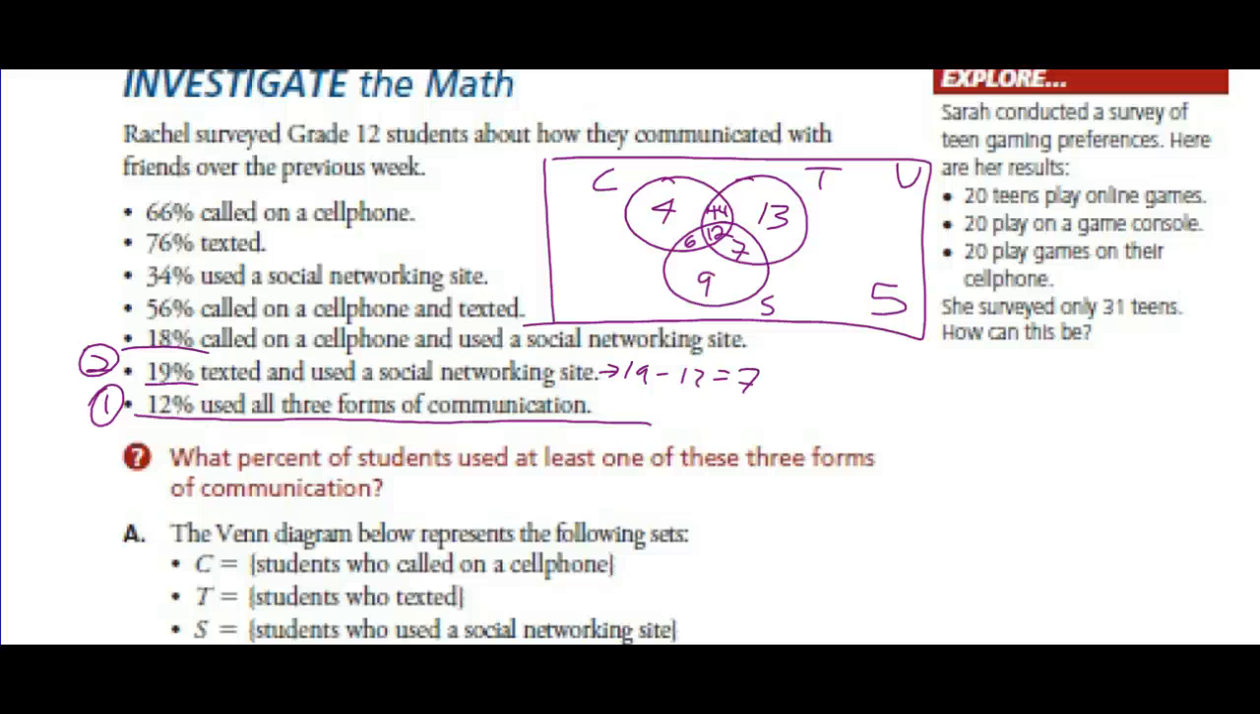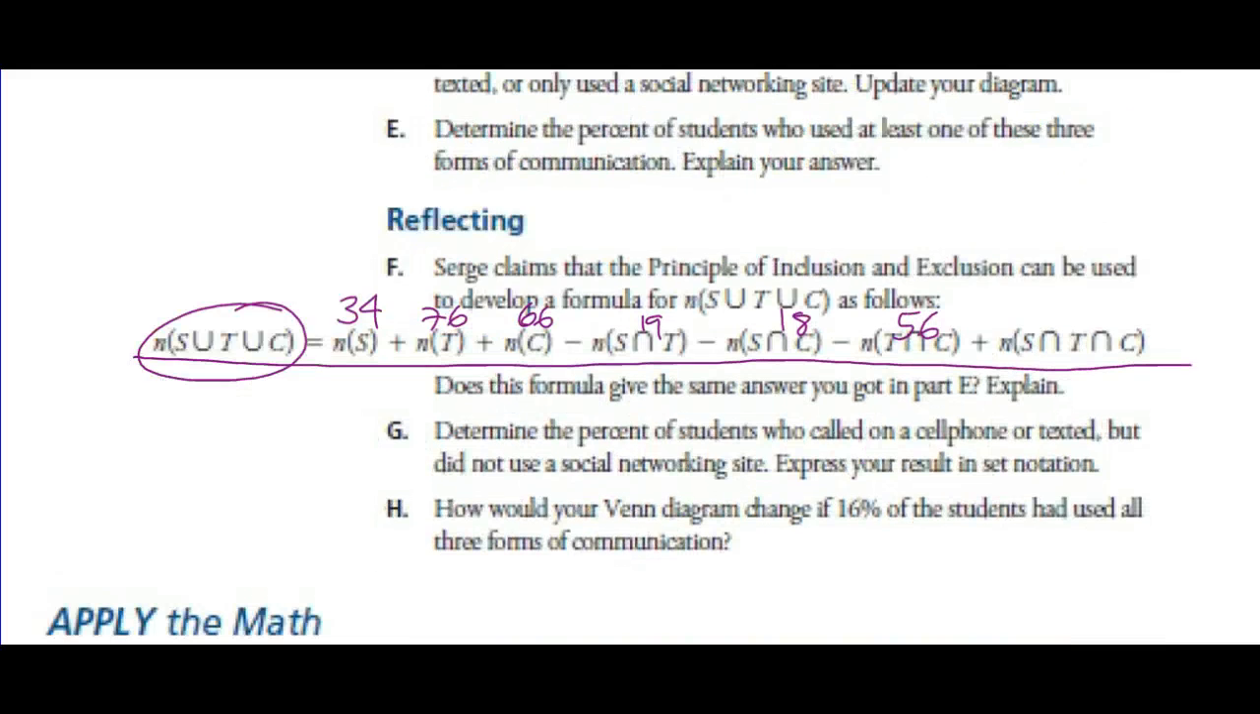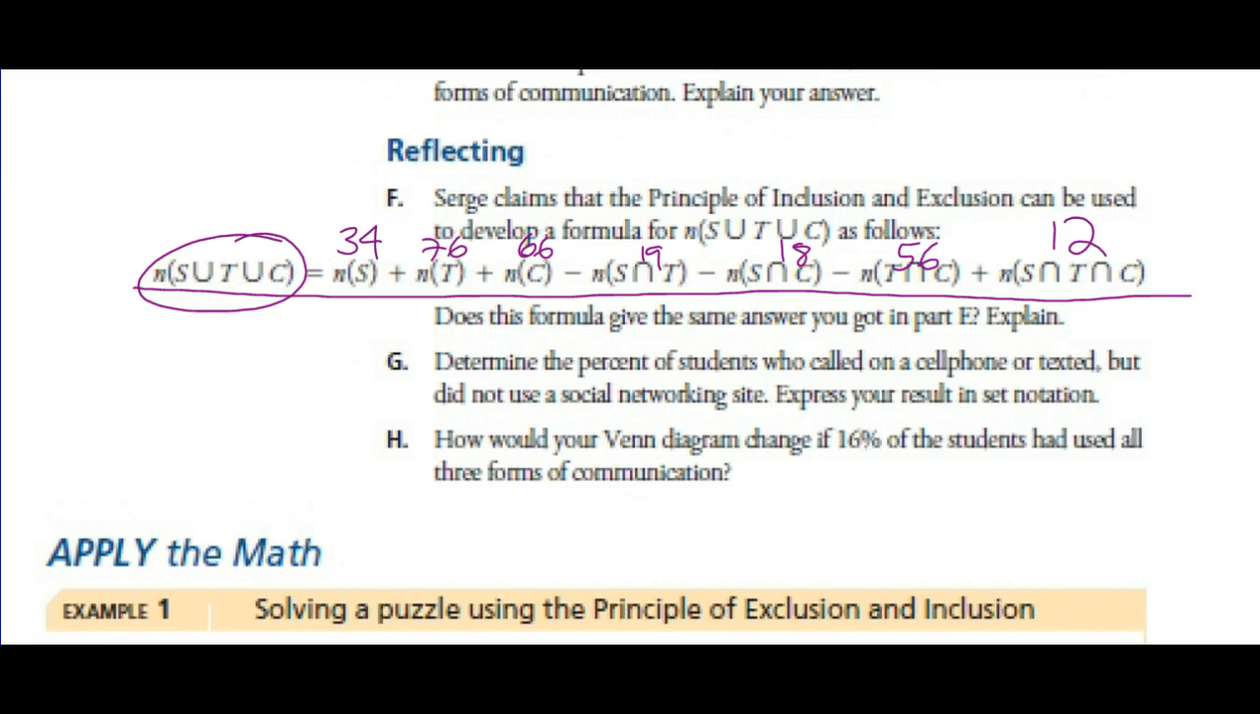Now the problem is if you do everything they've done, you'll end up subtracting the 12 one too many times. So that's why in the formula you have to add the 12 back on. Everybody's got a calculator. You can go 34 plus 76 plus 66 minus 19 minus 18 minus 56 plus 12, and then hit enter and see what you get. I did it too, but I want somebody to actually say it. Sarah says 95, right?